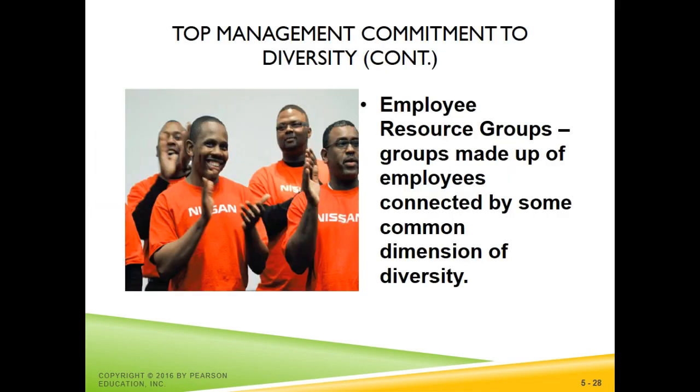So employee resource groups are made up of employees connected by some common dimension of diversity. Such groups typically are formed by the employees themselves, not the organizations. However, it is important for organizations to recognize and support these groups.